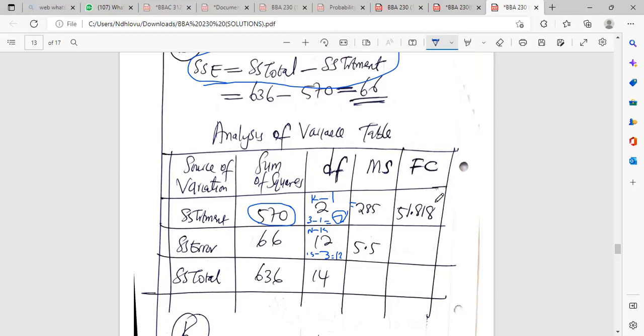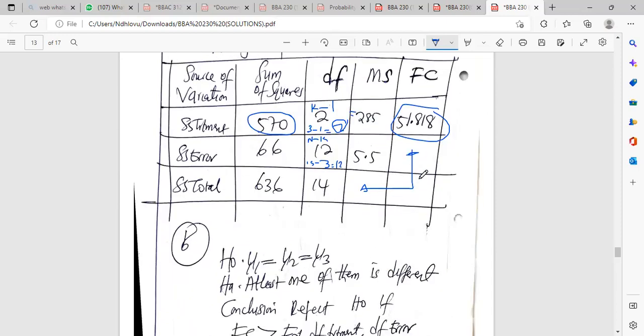And then our F calculated is 51.818. We don't have to find anything for these other cells, just leave them empty. So we have practiced the ANOVA table.